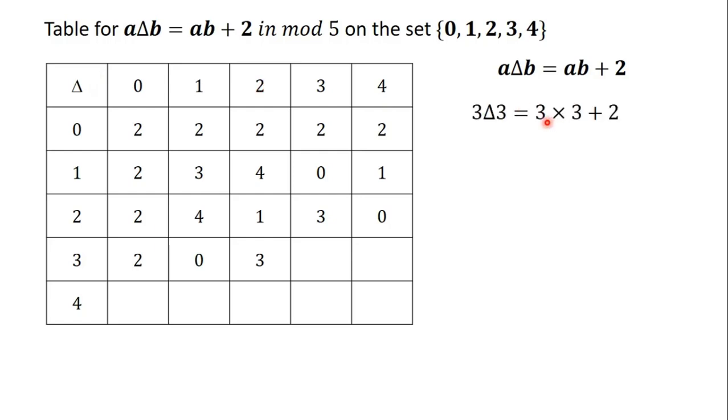3 delta 3 is equal to 3 times 3 plus 2. 3 times 3 is 9. 9 plus 2 is 11. 11 mod 5 is 1.